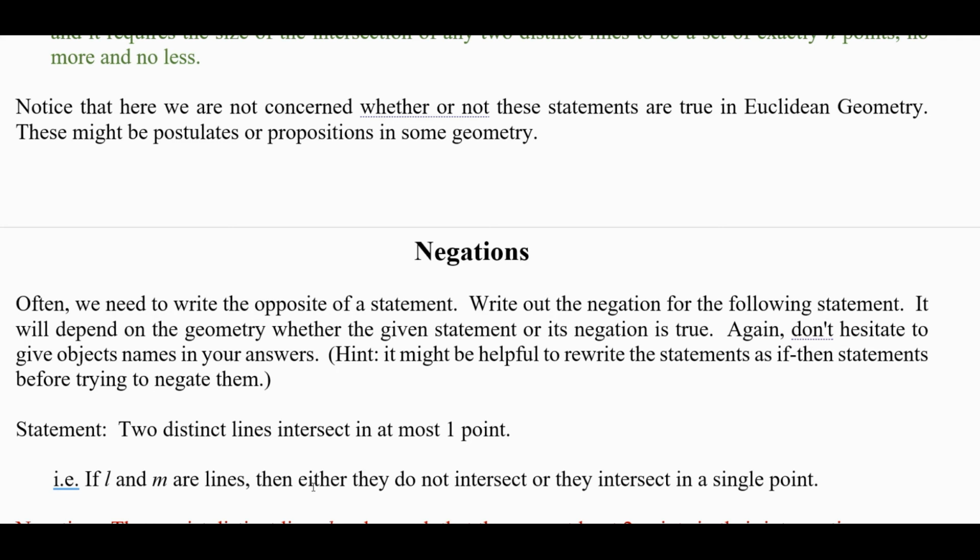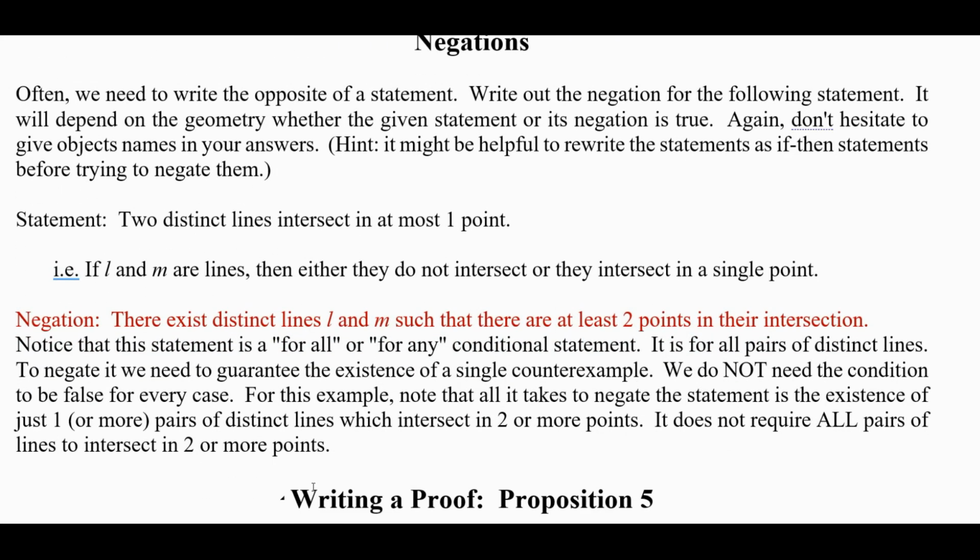Well, another way to say this statement is if L and M are lines, then either they do not intersect or they intersect in a single point. So what would be the opposite of that? This is for any 2 lines that are different. I could say distinct, meaning different, to be explicit. So the negation is there exist distinct lines L and M such that there are at least 2 points in their intersection. So what this says, the first one says if L and M are any distinct lines, then they do not intersect or they intersect in a single point.